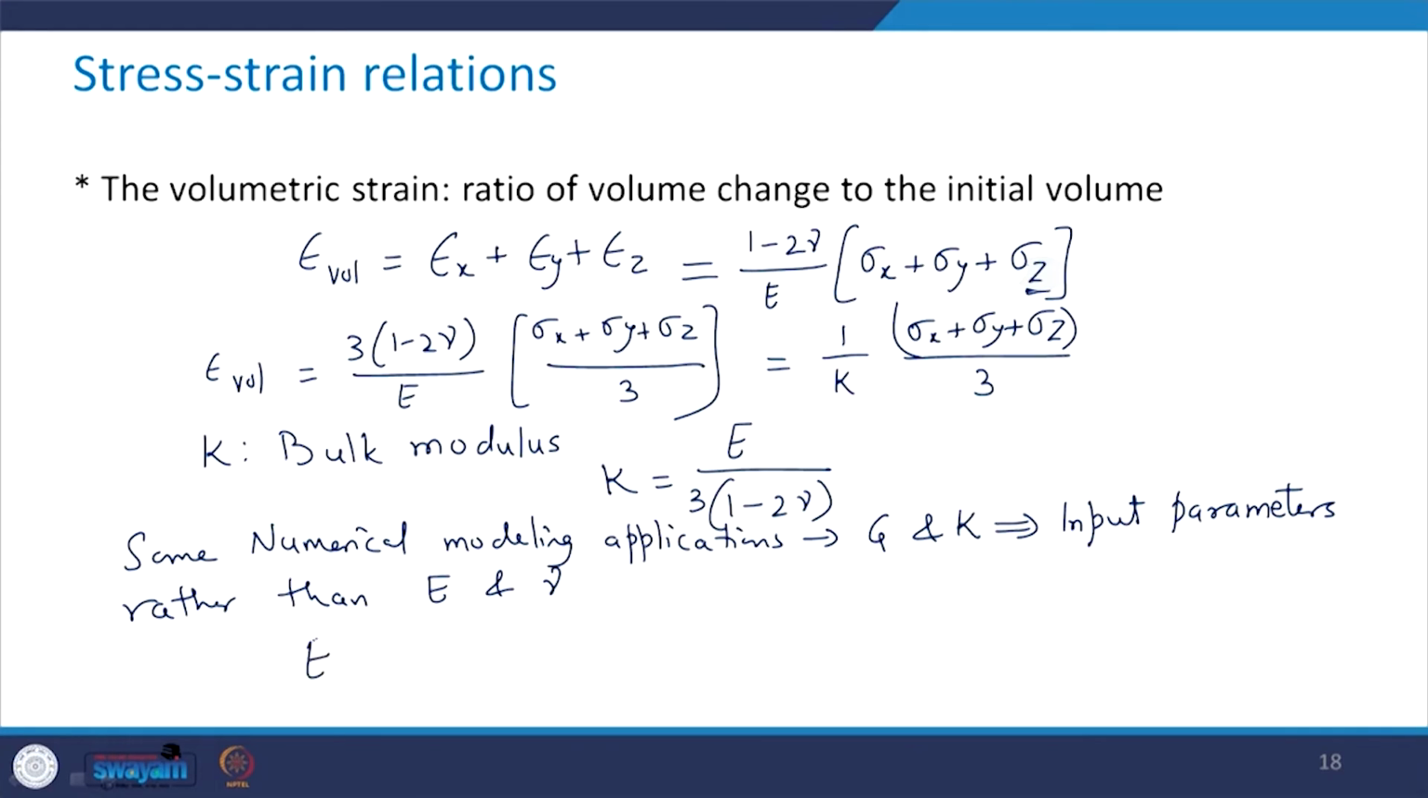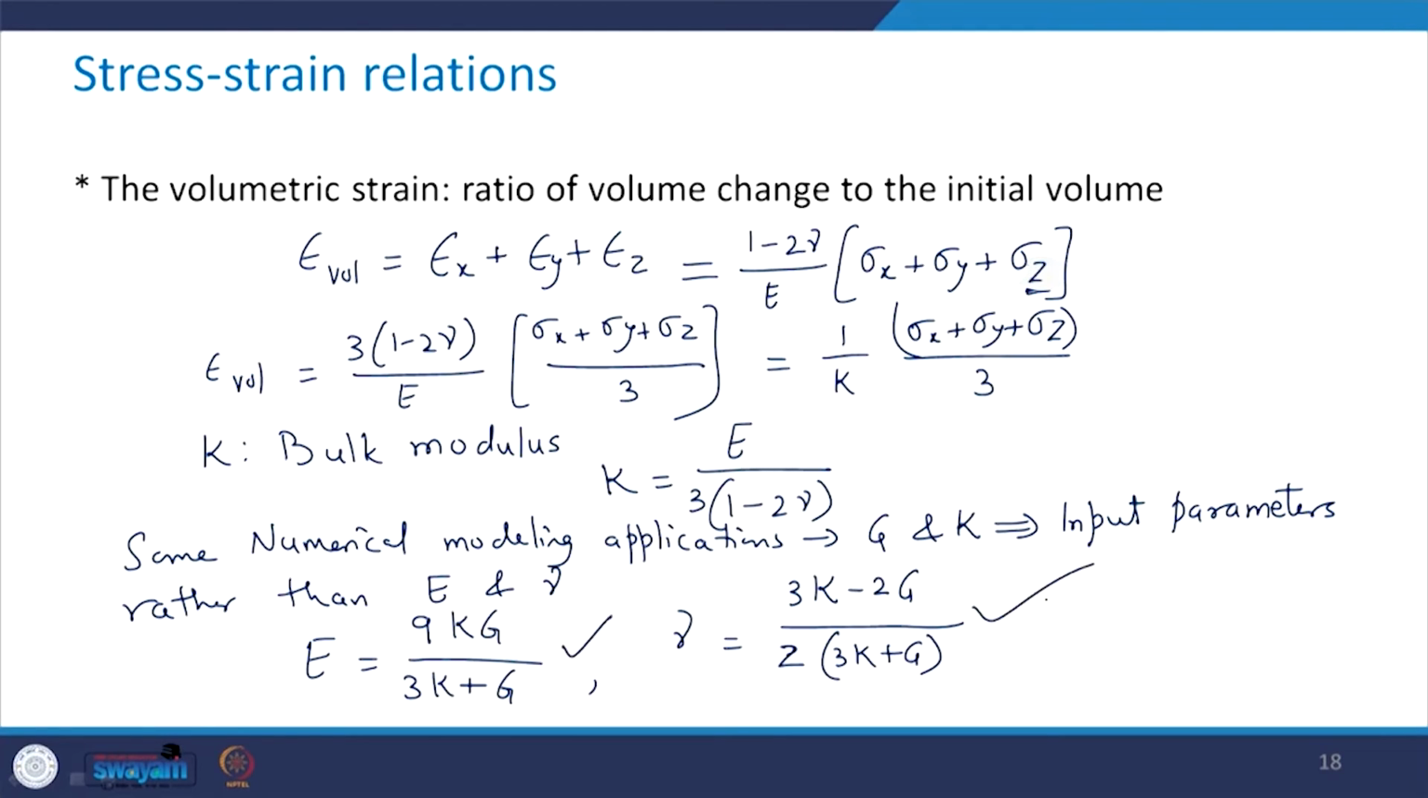So this E is going to be equal to 9 K into G divided by 3 K plus G, and Poisson's ratio, that is nu, is equal to 3 K minus 2 G divided by 2 times 3 K plus G. So this is how you can have the relationship between E, K, G and nu, that is the Poisson's ratio.